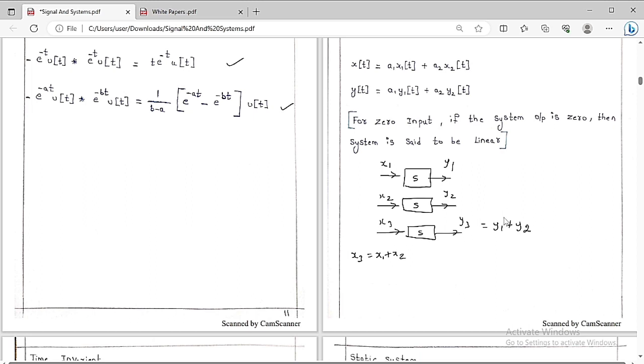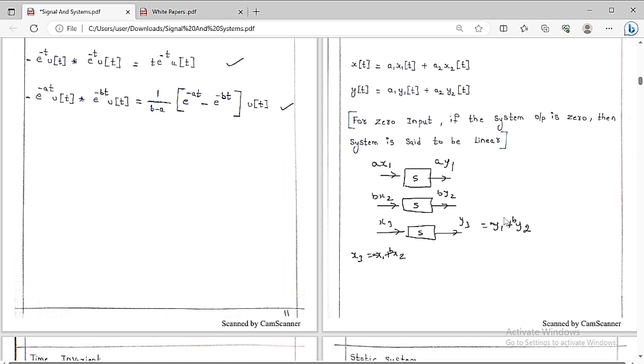Or suppose if the input is scaled by some factor a, then the output must also be scaled by the same factor a. If the input is scaled by factor b, then the output should also be scaled by factor b. So now the new input is the summation of the two previous inputs, which is a into x1 plus b into x2. Then what is the output? The summation of the two previous outputs, which is a into y1 plus b into y2.